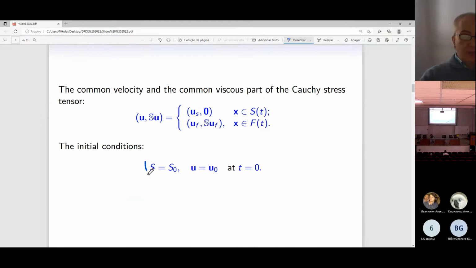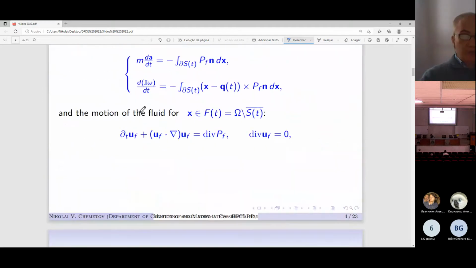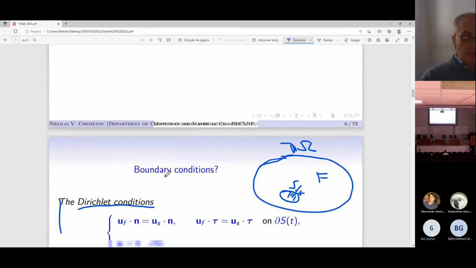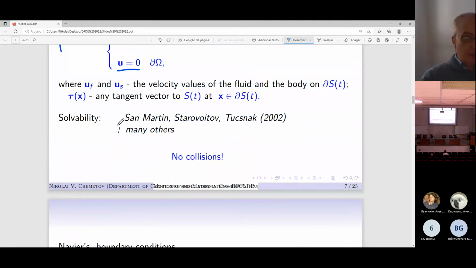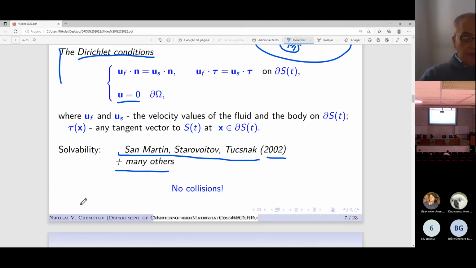As a consequence, having the initial condition, the boundary condition, and two systems that describe the motion of the body and the motion of the fluid, in such a statement this problem has been considered by many mathematicians. The first positive results were obtained in 2002 by San Martin, Starovoytov, and Tucsnak. They proved global solvability of such a problem, and then their result was generalized by many mathematicians to different fluids.